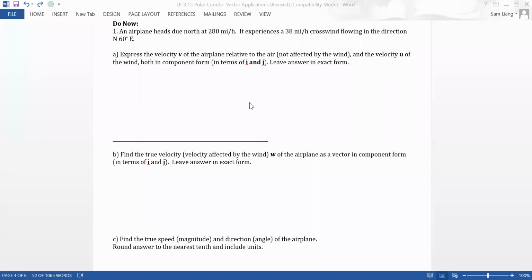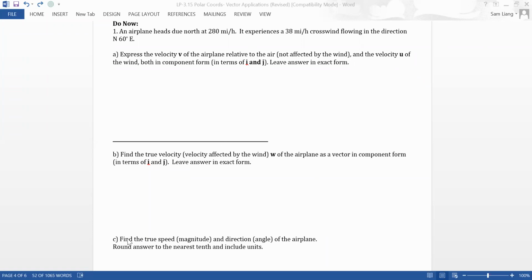If you're stuck on part B, by true velocity they mean velocity affected by the wind. What that means is you're going to add the two vectors that we found in part A. So just combine them, add them, and you're going to get another something i plus something j vector.